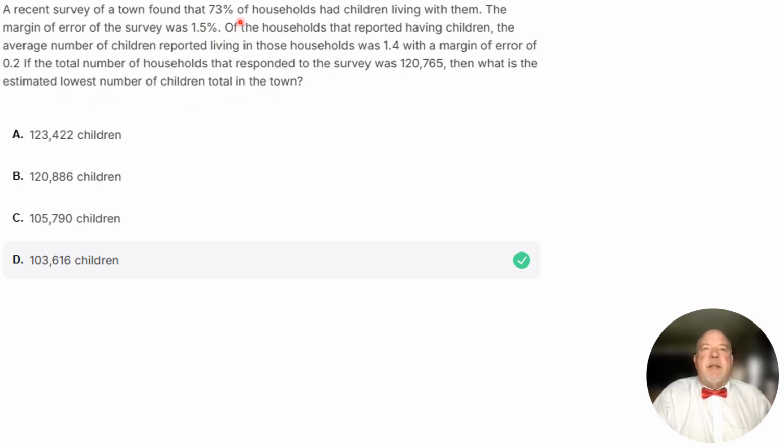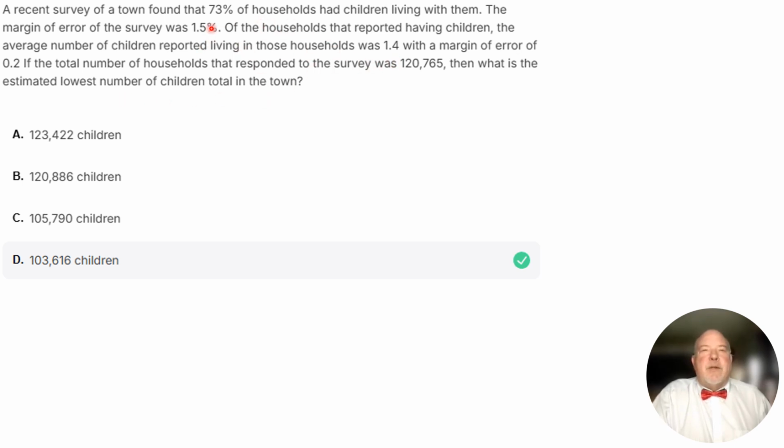So that tells me that on all of these margins of error, I want to use the lower value. So I want to use the lowest number of households having children living with them, and I want to use the lowest number of children per household. Again, that all sounds confusing, and you might have to read this several times or watch this video back a couple times, but stick with it. You can do this problem.